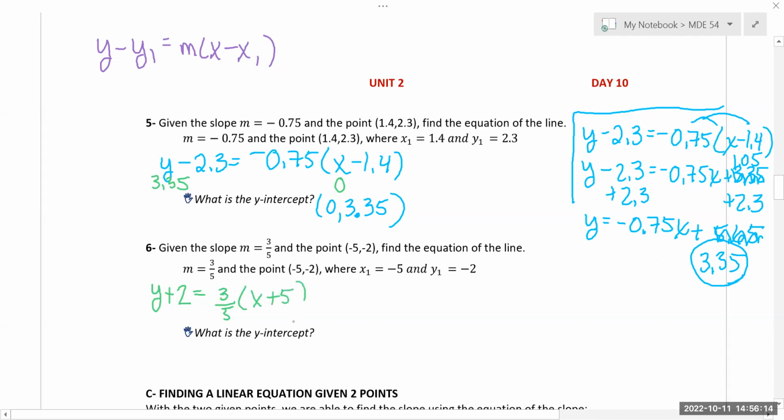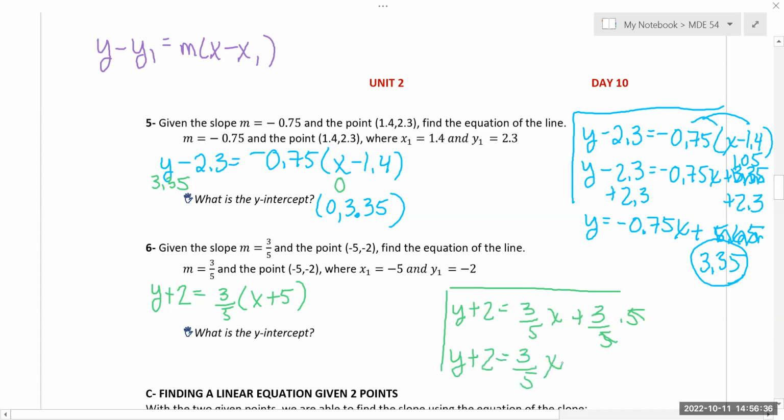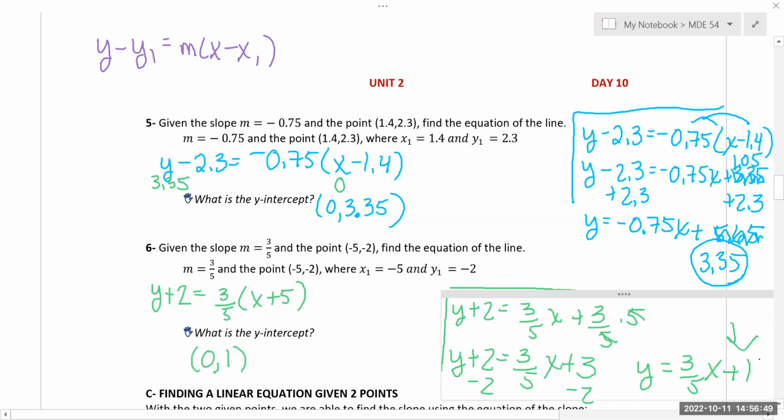x minus x1. And now we can leave it like that. But for the y-intercept part, we've got to distribute. y plus 2 equals 3/5 x plus 3/5 times 5. So I put it to both pieces there. That cancels, so that at least looks nice. y plus 2 equals 3/5 x plus 3, minus your 2. So you get y equals 3/5 x plus 1. So (0, 1) is my y-intercept there.